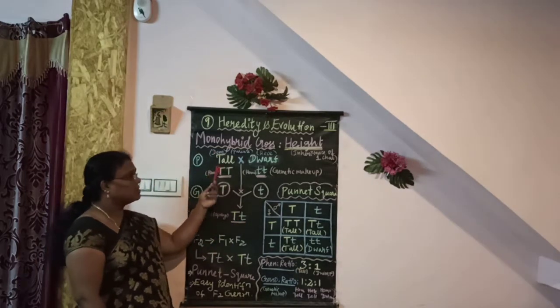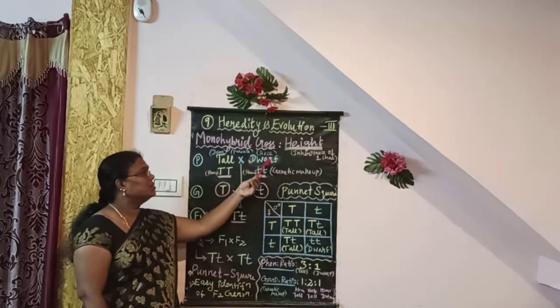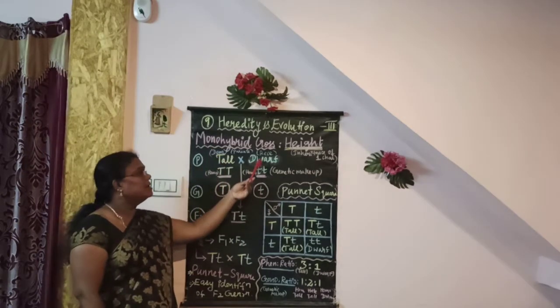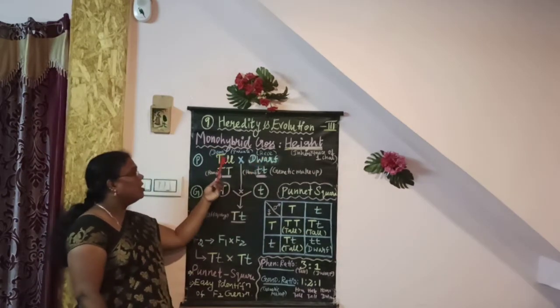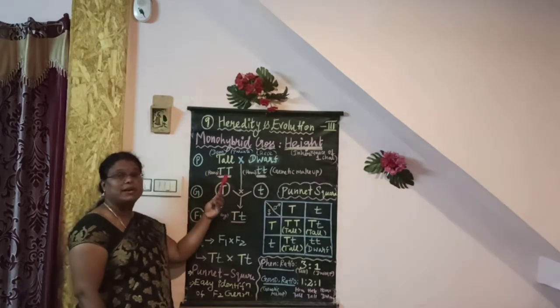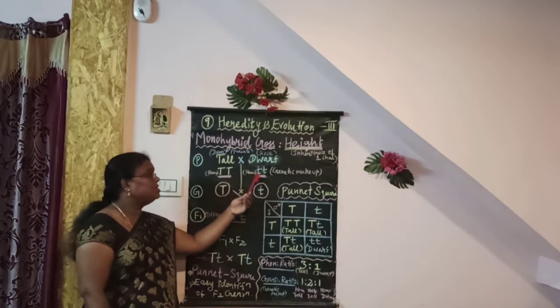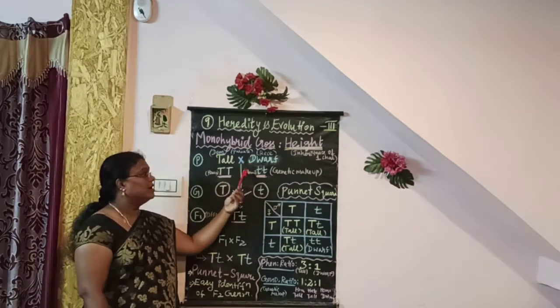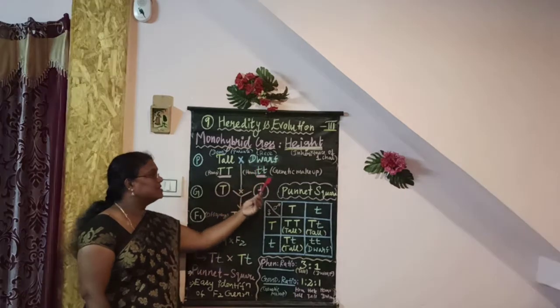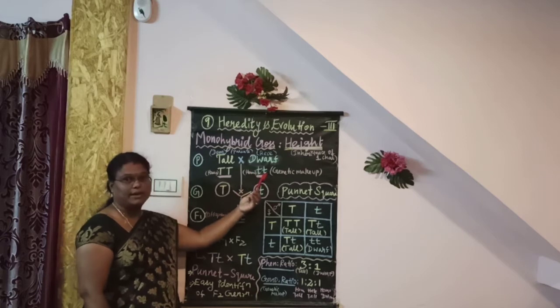And see here, we'll see the cross. He selected two parents, one tall and another dwarf. Tall is the dominant parent, dwarf is the recessive parent. The tall plant has genetic makeup capital T, capital T, so it is called homozygous tall. And the dwarf parent has genetic makeup small t, small t, and this is homozygous dwarf. So this has two same, small t, small t. So this is homozygous dwarf.